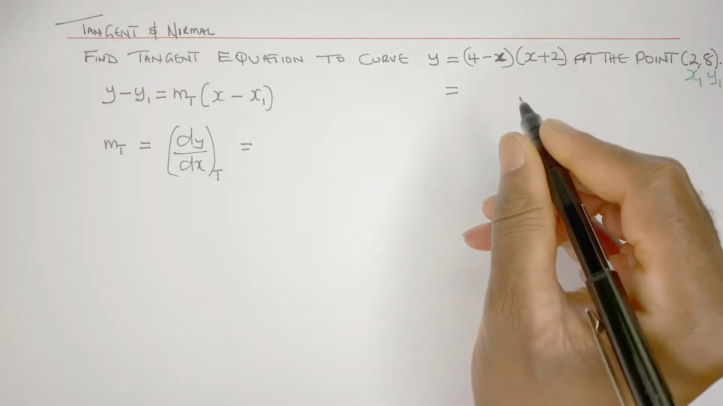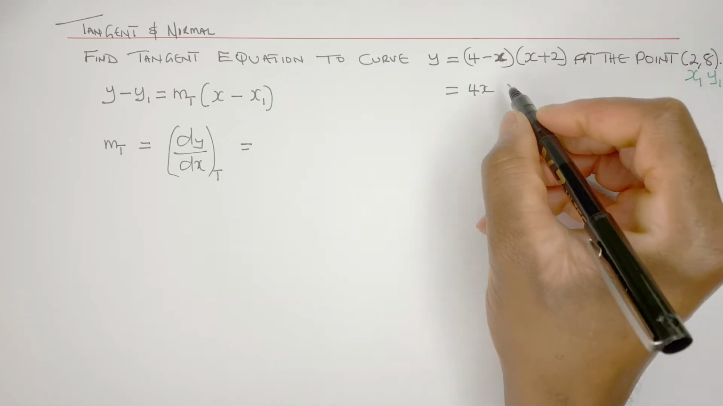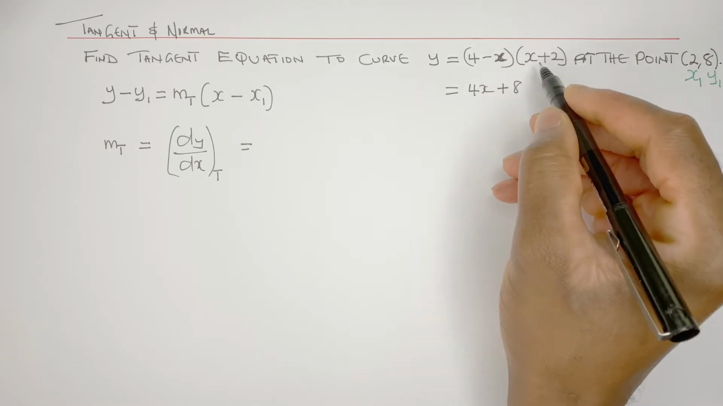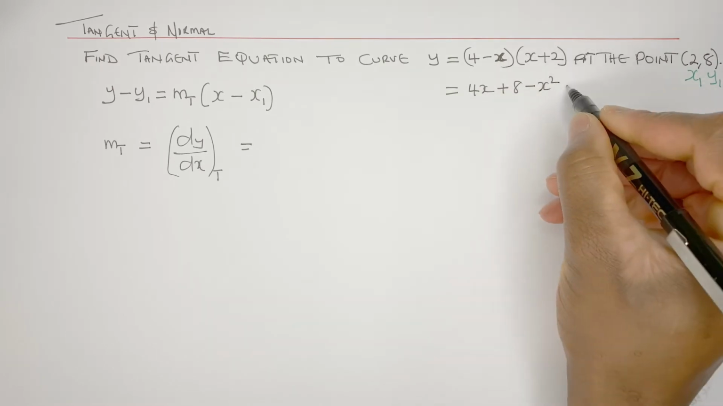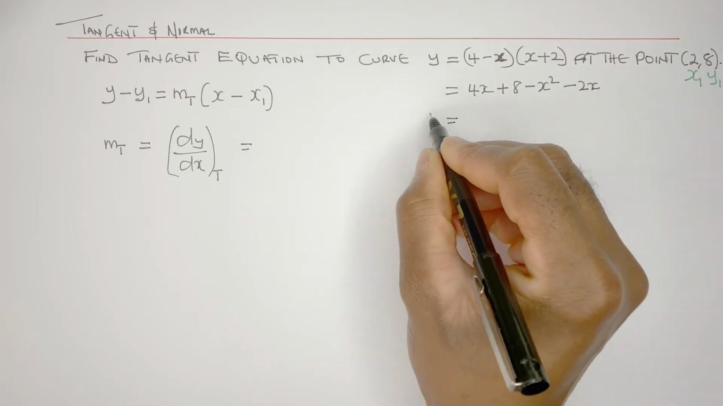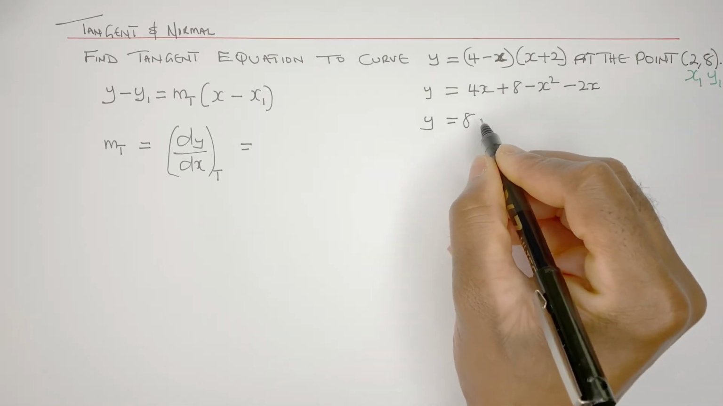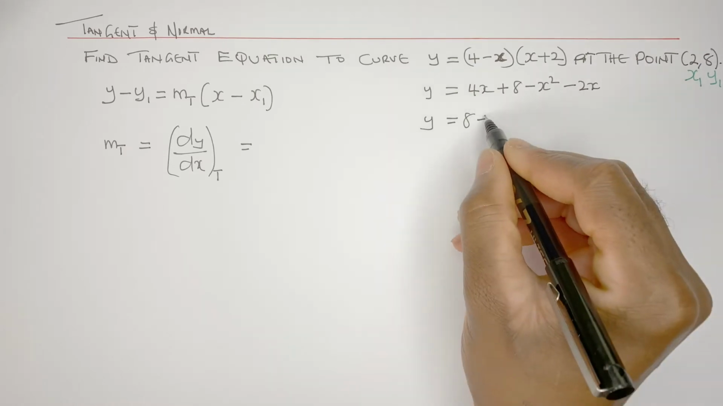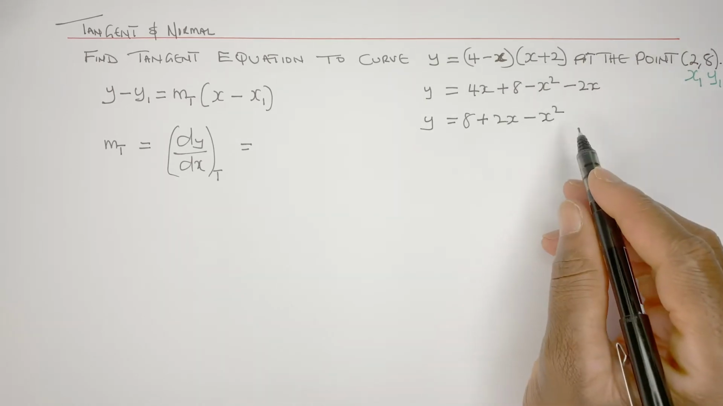So if I expand that, that will be 4 times x, so that's 4x. 4 times 2 will be plus 8. Minus x times x is minus x squared. Minus x times 2 is minus 2x. And therefore, we get y equals 8. Now, 4x minus 2x is plus 2x, minus x squared. So this is the function.